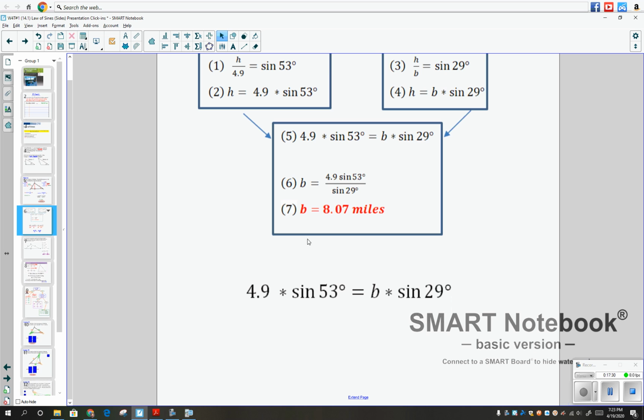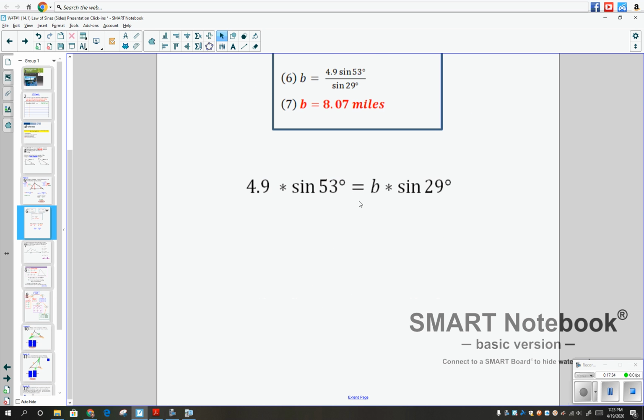Now, I want you to take a look at this number 5 here, because this is where we're going to get to. What I want to do is take both sides and divide both sides by 4.9. They'll cancel out on the left. I have 4.9 on the right. I'm going to divide both sides by b. They cancel on the right. So what that gives me is sine of 53 over b equals sine of 29 over 4.9. Notice here I have two ratios.